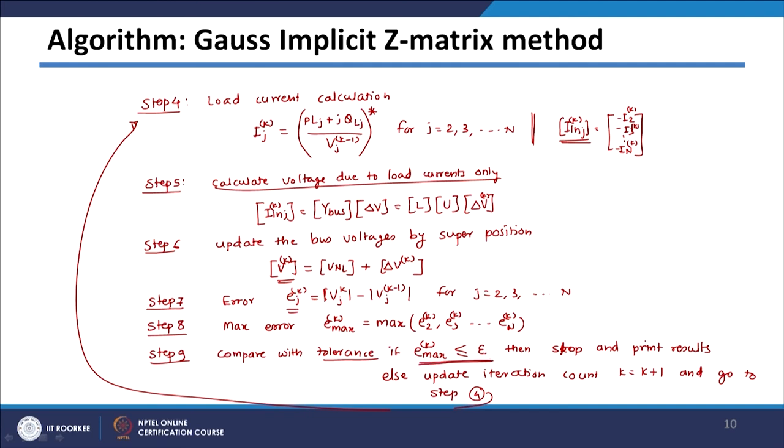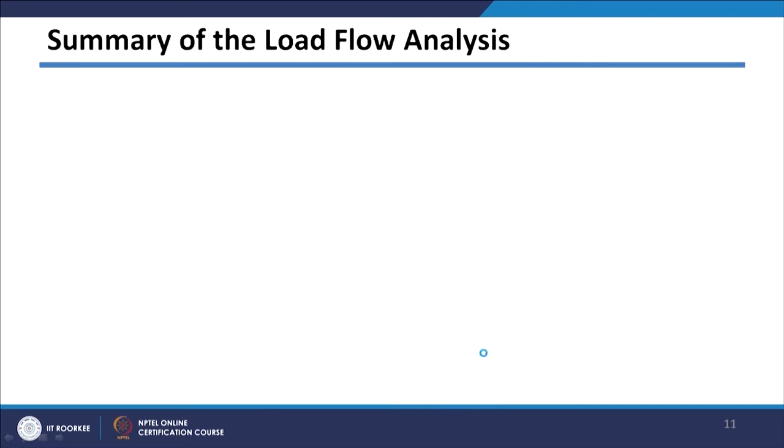So, your Gauss implicit Z matrix method works like this. In today's lecture we have seen the Gauss implicit Z bus matrix method, and initially we saw the introduction, how we can get it. We need to use the superposition theorem here. Initially the no load voltages will be calculated by removing all loads, and then in the second step all the loads will be modeled as current sources and you will get your delta V. So, no load voltage plus delta V will give the actual voltage, and we have to keep iterating till convergence happens.